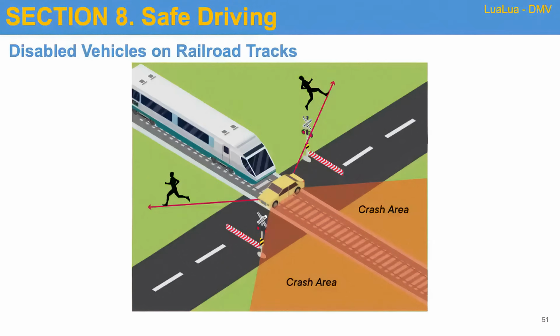Disabled vehicles on railroad tracks. If your vehicle stalls or stops while blocking part of a train track with a train approaching and warning lights flashing, immediately exit your vehicle. Run away from the tracks diagonally in the direction the train is coming from. Then call 911. If you do not see a train approaching and warning lights are not flashing, exit your vehicle. Dial the number located on the railroad crossing posts or metal control box near the tracks. Provide the crossing number if posted. Tell them a vehicle is on the tracks, then call 911.